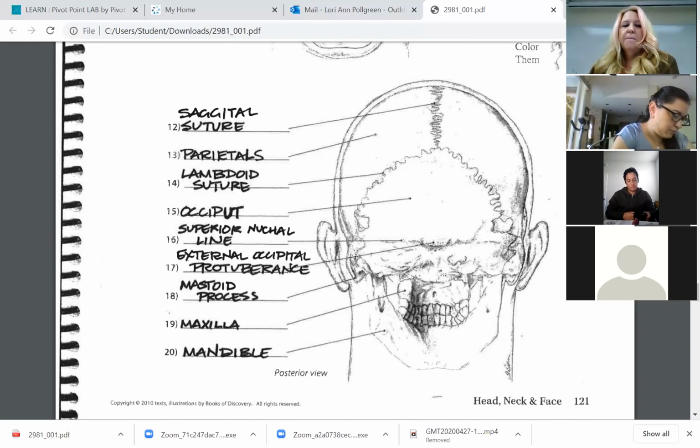19, we're just looking at the maxilla from behind. 20, the mandible. Any questions? Good to go forward?